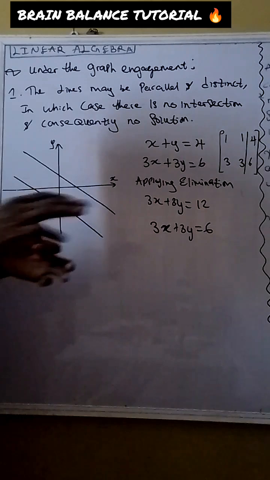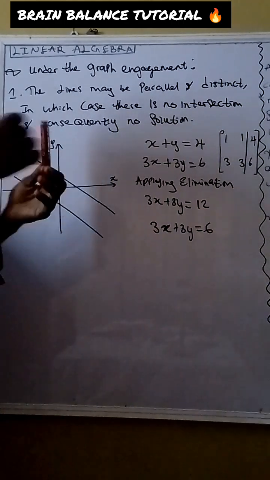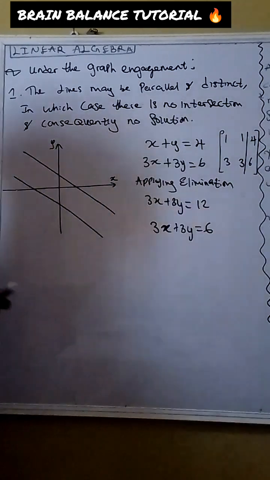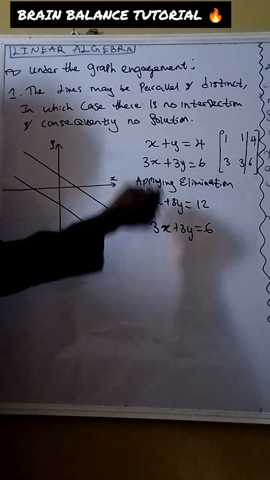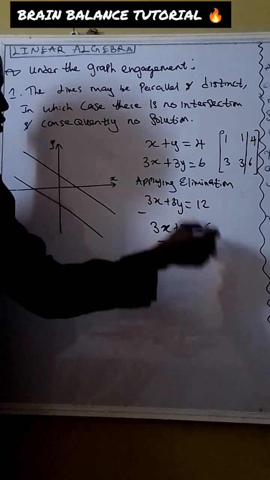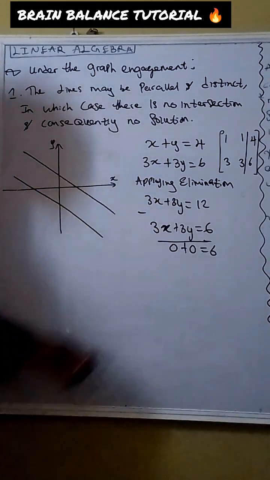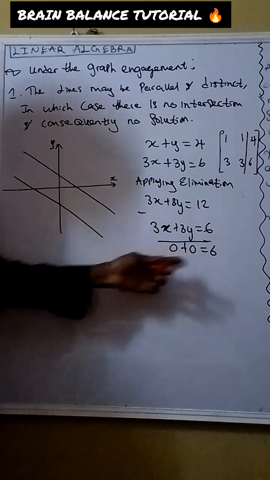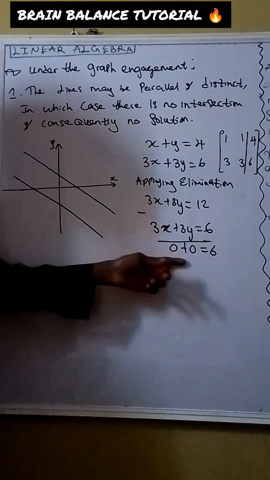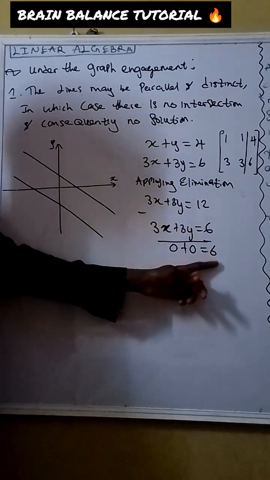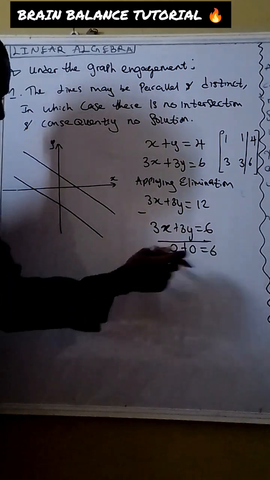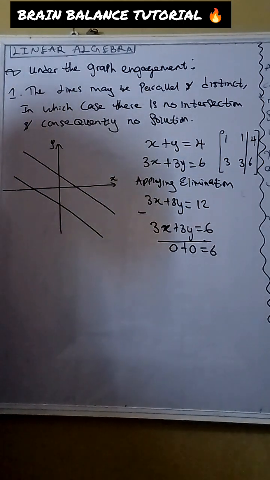I want to explain something to you so that you know how to recognize it whenever you see it. Now if you apply the elimination method, we subtract. The answer you are going to have is 0 plus 0 equals what? 6. So the moment the two variables tend to 0, the coefficient of each variable tends to 0, we have a constant at the end. In this kind of process, you can't find any solution.